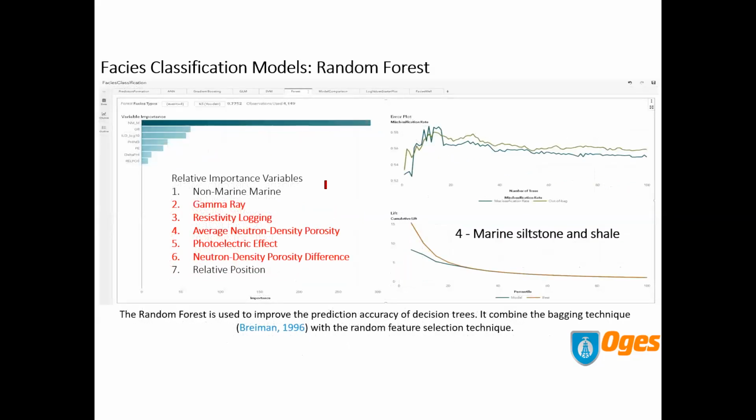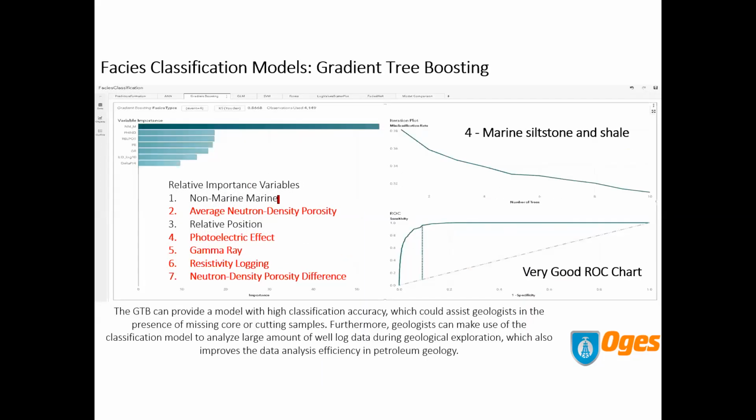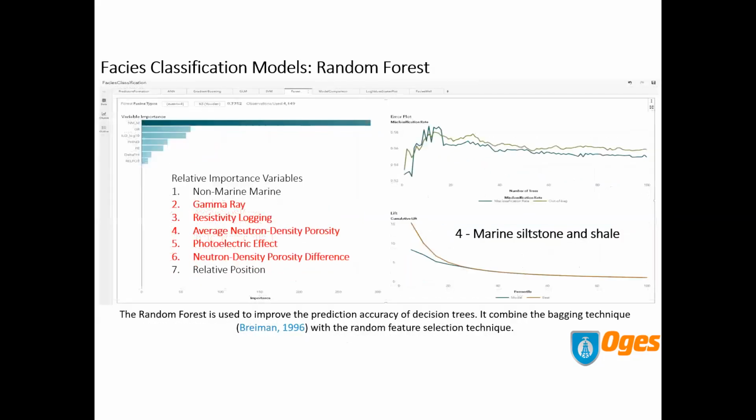In the case of random forests, if you notice, we have perhaps some different relative importance. If I go back to the previous slide, we see non-marine, average neutron density, porosity log, and photoelectric log. But if we go to the random forest, we see now gamma ray log percolated to the top as the most important feature.